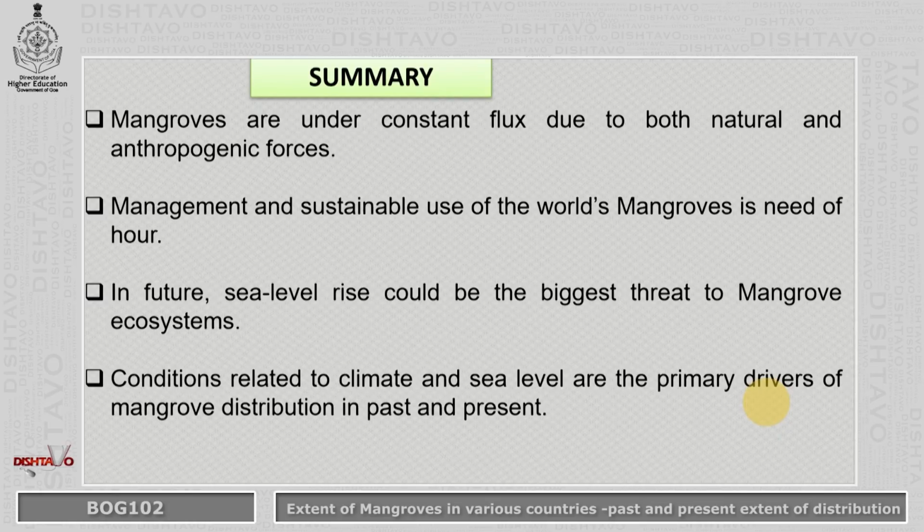In future, sea level rise could be the biggest threat to this mangrove ecosystem. So all the conditions which are related to climatic change first need to be taken care of. And once we take care of this, we can actually minimize the effect of sea level rise. As of now, we know these two conditions, climate and sea level rise, are the two primary drivers due to which mangroves are distributed in the past and the present.